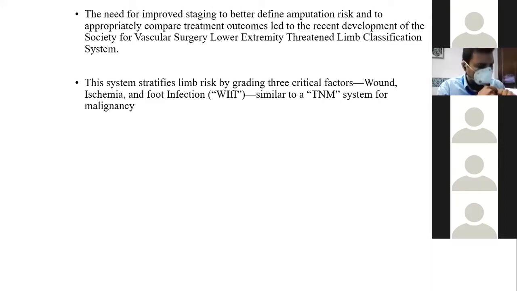Very good. And they have classified this ischemia and infection, and they have made different brackets. The patient with Wi-Fi is stage 1, stage 2, stage 3, stage 4. Yeah, excellent. And a patient landing in stage 4 will most probably land in amputation. Very good. Excellent.